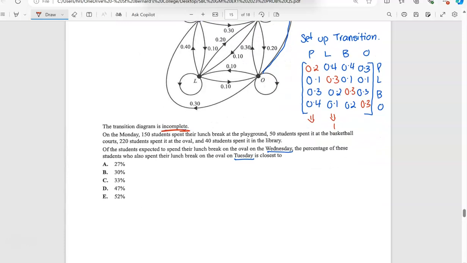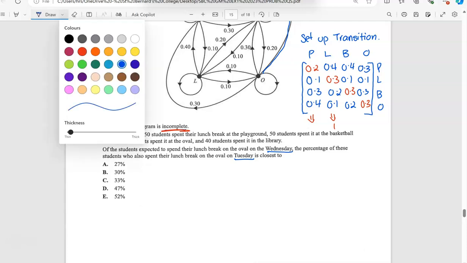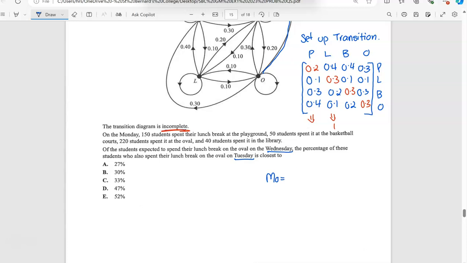Now, you got given Monday. So Monday, I'm going to set up Monday, and I have to do it in the same order as I said there. So they said 150 on the playground. They said 50 students on the basketball. So I should have put 50 down here. 220 on the oval and 40 in the library. So that order has to match my transition. So this is like state 1.